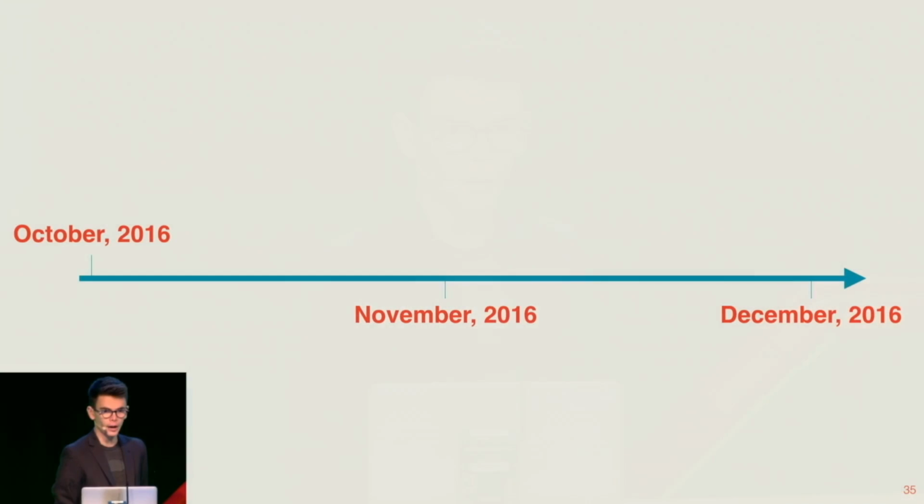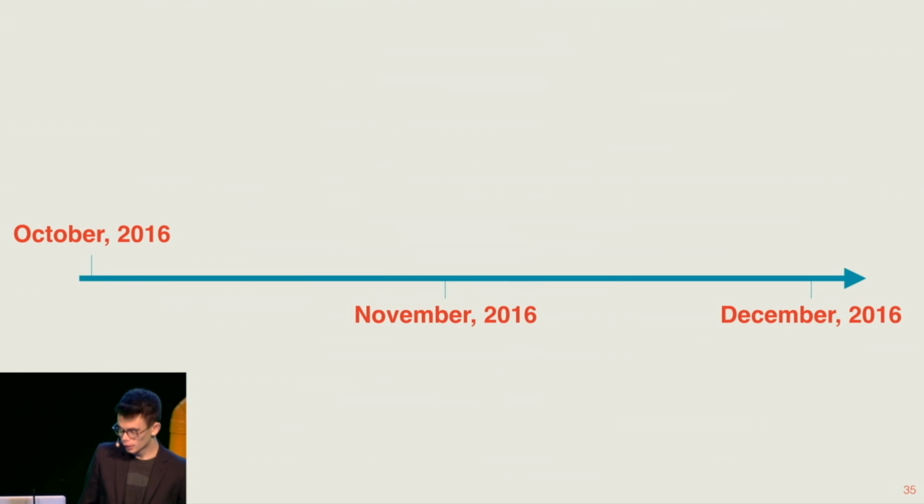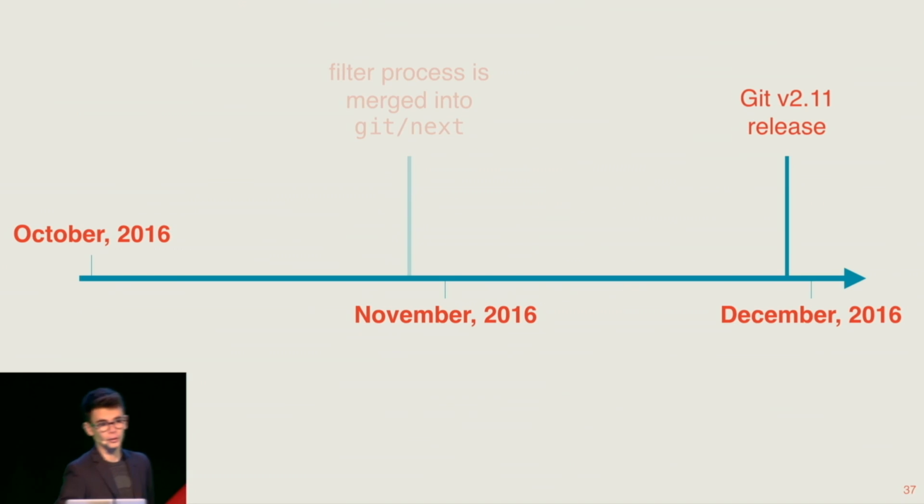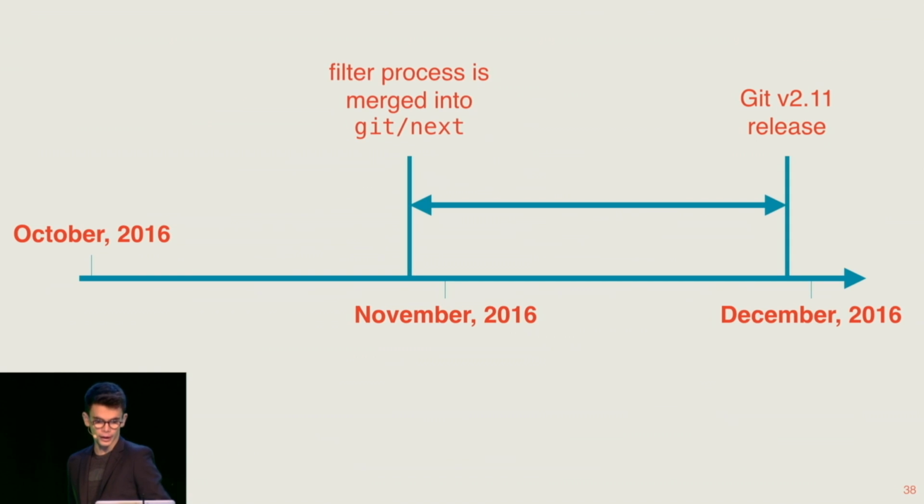But before we dive in, I want to illustrate a little bit of the timeline of things that have gone on so far. So towards the end of October of last year, Junio merged Lars's filter process branch into the next branch of Git. And we know that towards the end of November, Git 2.11 is scheduled to be released. So this just gives us at LFS over 1 month or so to implement support for the new process filter before 2.11 is released. And our main objective is to release a new version with this support before 2.11 so that users can upgrade LFS as they please.